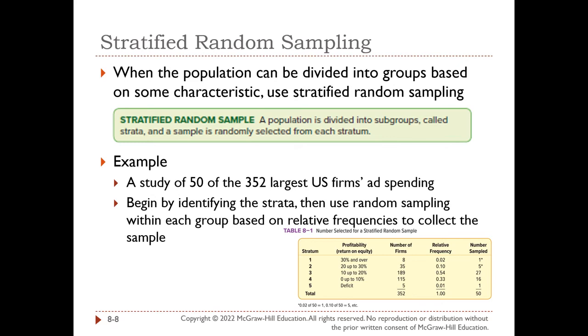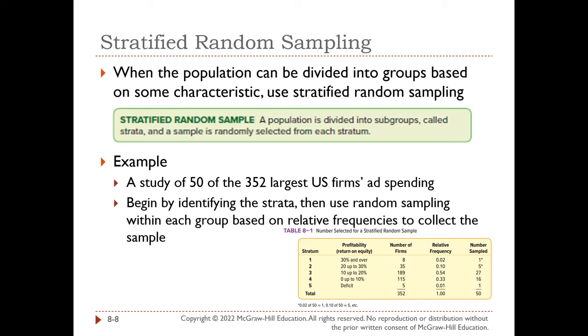Stratified random sampling. When the population can be divided into groups based on some characteristic, use our stratified. Again, we want to divide into subgroups. An example that we can see here is a study of 50 of the 352 largest U.S. firms' ad spending. Begin by identifying the strata, then use random sampling within each group based on relative frequencies. Frequencies, yes, they're back.